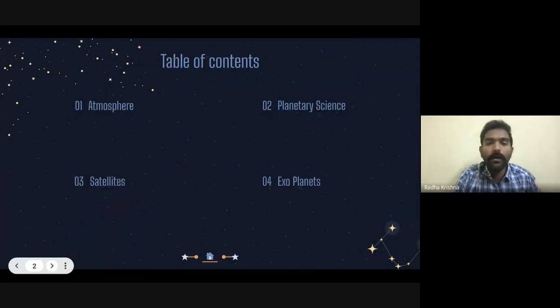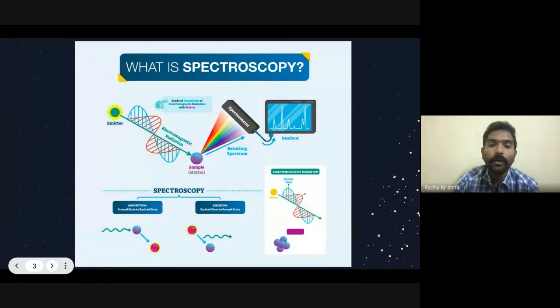So we'll be talking about four different themes in scientific goals, and these are going to be atmosphere, planetary science, satellites, and exoplanets. Now, these are not really covering almost everything, but these will focus on most of the things that we can understand. Okay. Now, coming forward, I'll talk you through two of those concepts that are mostly used while we build the instruments for space, and then we'll go into those four topics.